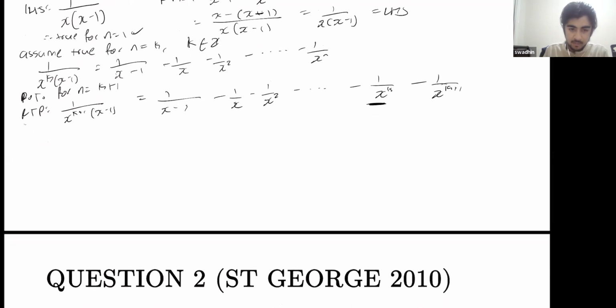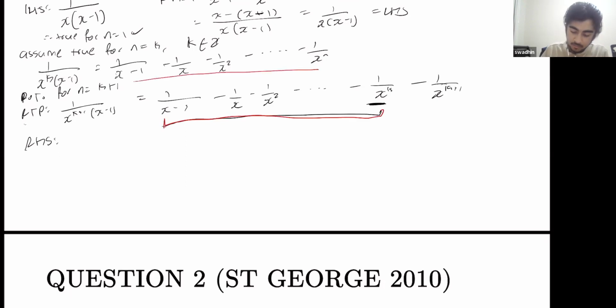Now, this time we actually start from the right-hand side. Why? Because we know what all this is. This, we can use our assumption, where this is equal to 1 over x^k brackets x minus 1 minus whatever this is, 1 over x^(k+1). And that's using assumption.